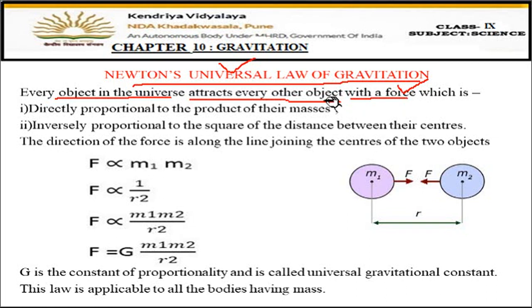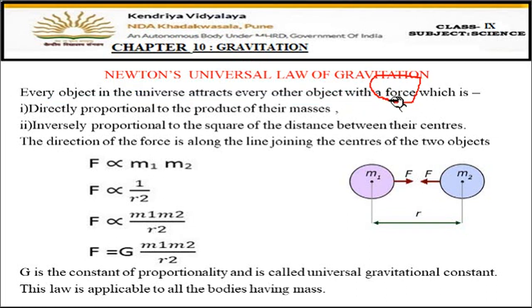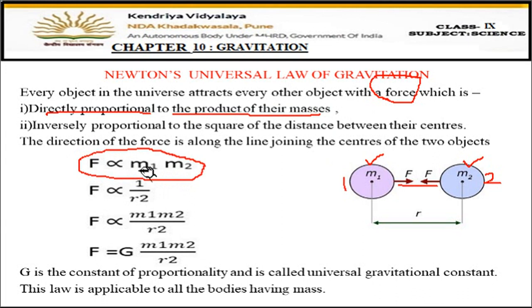So the first point is that the force present between the two bodies is directly proportional to the product of their masses. Suppose there are two bodies in the universe. This is the first body, with mass m1, and this is another body with mass m2. There is a force of attraction between both of them. So this force is directly proportional to the product of their masses. Force is directly proportional to the product of m1 and m2. Product means you have to multiply the masses of both the bodies. So force is directly proportional to m1 multiplied by m2.